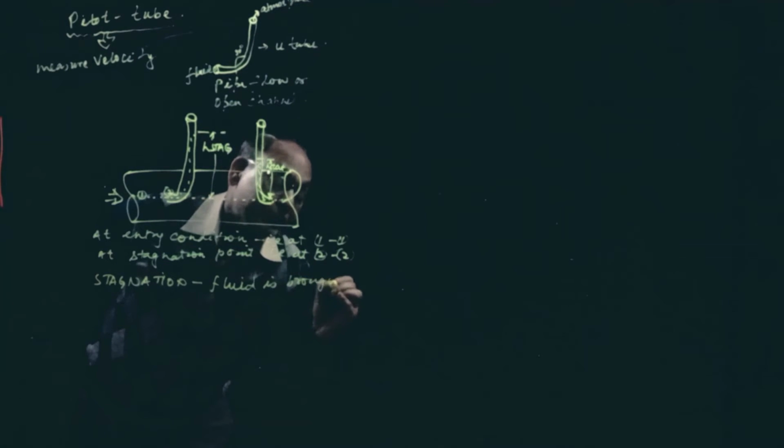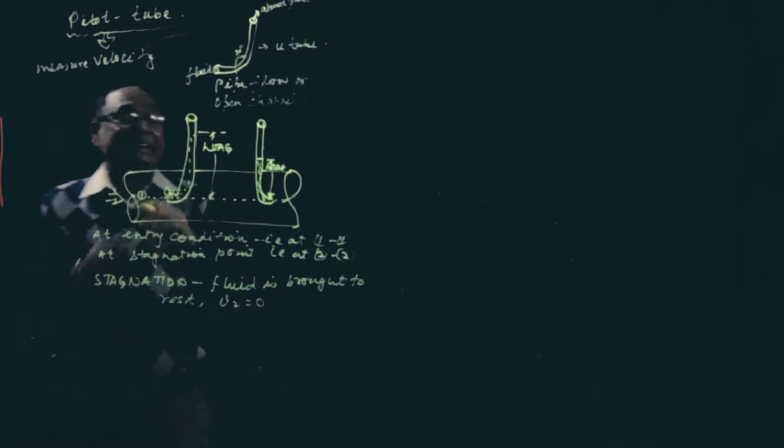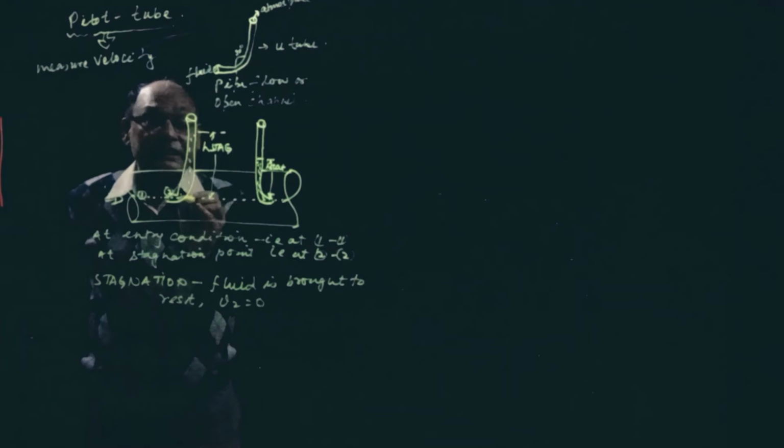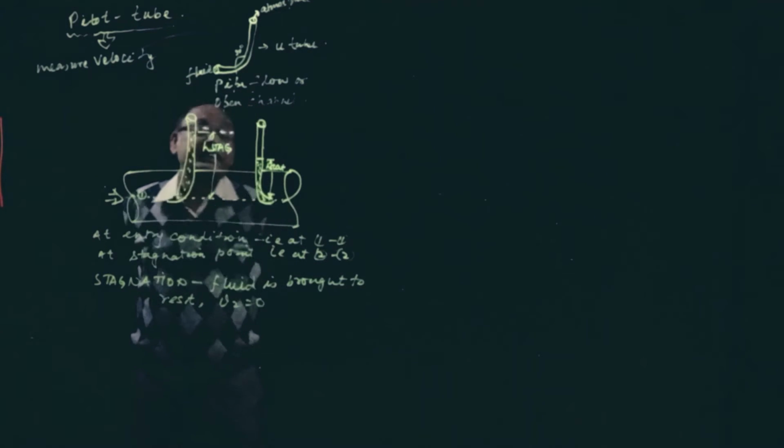Fluid is brought to rest. That means V2 is equal to 0. That point, stag means stopping, that point is called stagnation. So fluid is here brought to rest, so the level of the fluid in the pipe will go up. So this H stag is always greater than H stat.